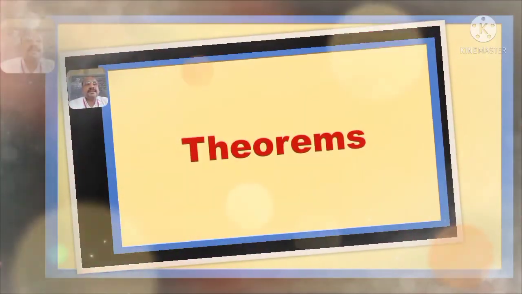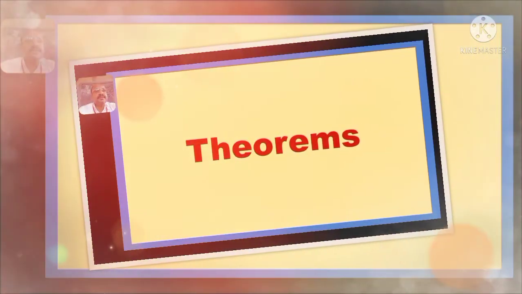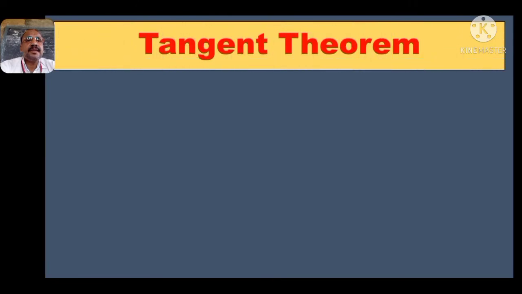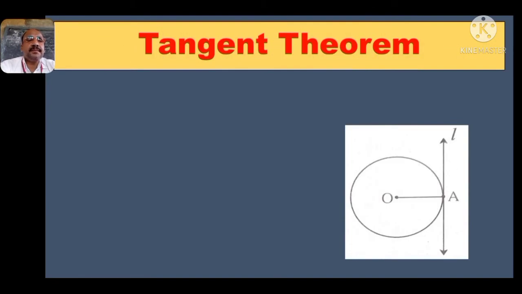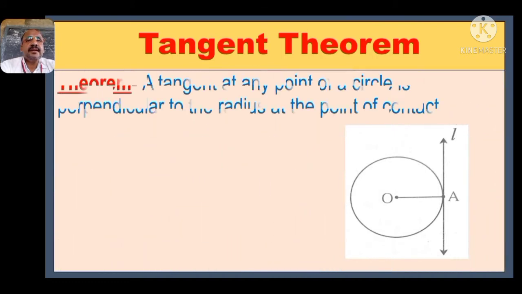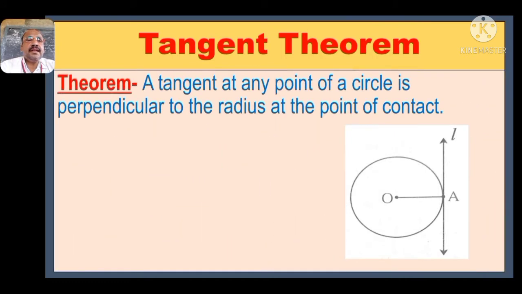Now let's discuss some theorems. First theorem, tangent theorem. The statement of this theorem is: a tangent at any point of a circle is perpendicular to the radius at the point of contact. Here we have given the figure and the statement. With the help of the statement and figure, let's write the given.